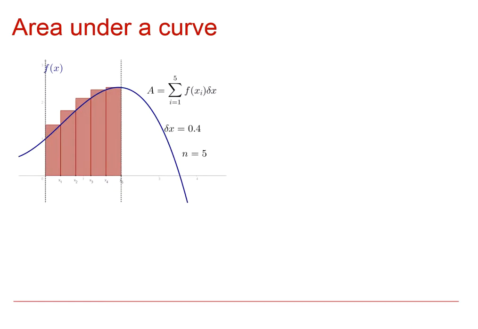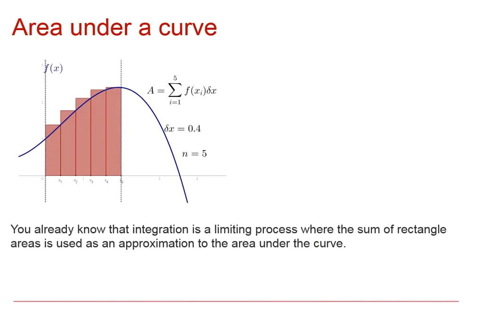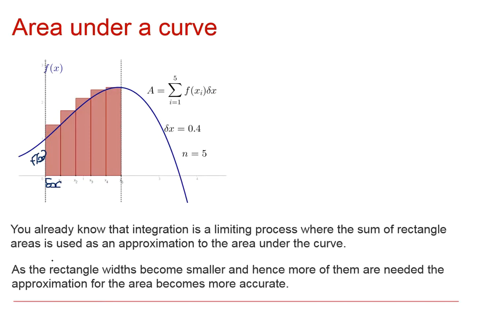Okay, so you've worked on the area under a curve before, and you already know that integration is a limiting process where we sum rectangle areas in order to approximate the area under the curve. In these particular rectangles here, the height of the rectangle is just the value of the function at that point, and the width is delta x. So you can see here we've got 5 rectangles, so we're summing from 1 to 5, the function value at that point with delta x.